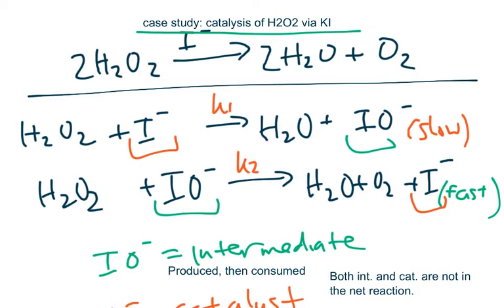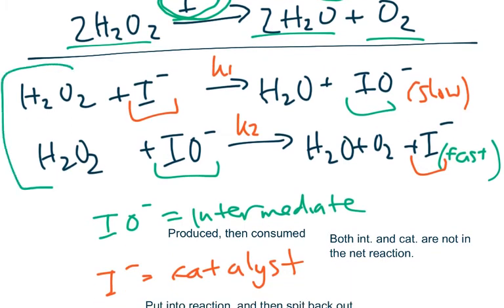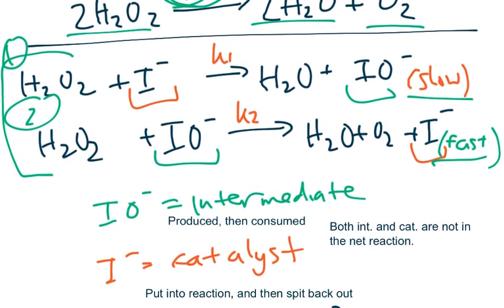Let's analyze the catalysis of H2O2 via potassium iodide. So 2H2O2 becomes 2H2O and O2 with the help of an iodide catalyst. So when you write a catalyst, you put it on top of the arrow most of the time. So here's the mechanism, and it involves 2 steps. And as you can see, the first step is the slow or the rate determining step, and step 2 is the fast step. So let's identify the intermediate.